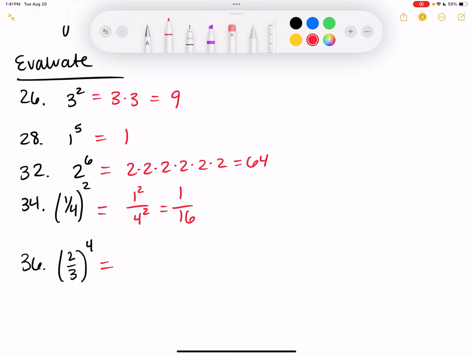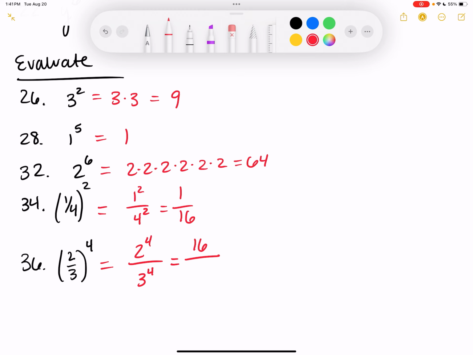All right, what's my first step, class? If the power is on the fraction, what do I do? You have to add it to both. It's gonna go on both, so it's gonna be 2 to the 4th over 3 to the 4th. What is 2 to the 4th? 16. So it's 16 over, and then 3 to the 4th.